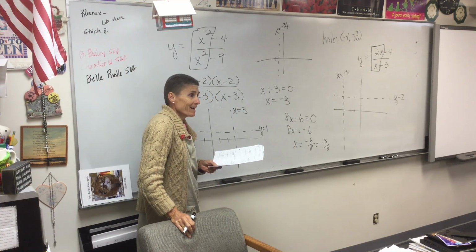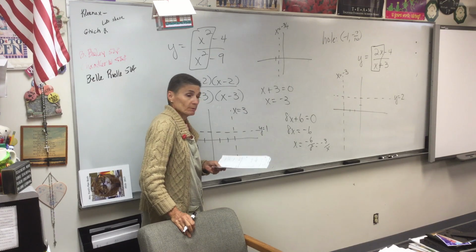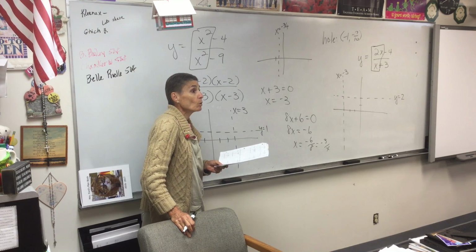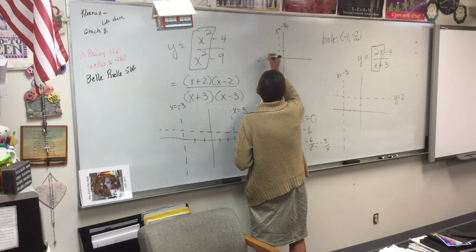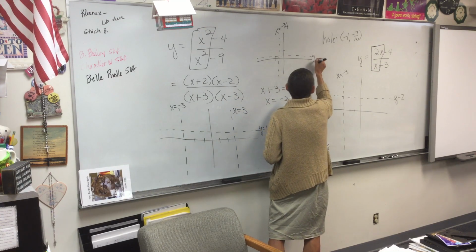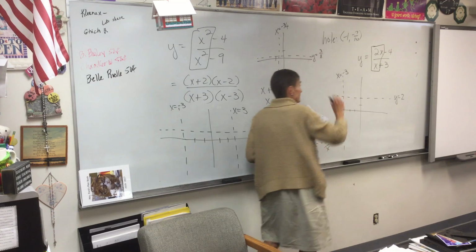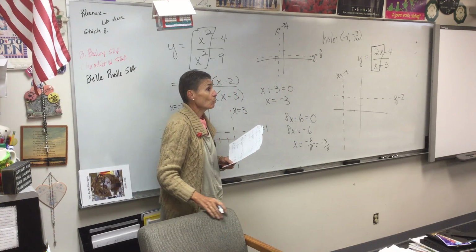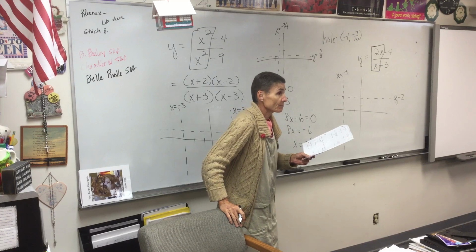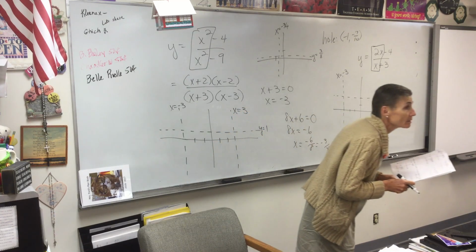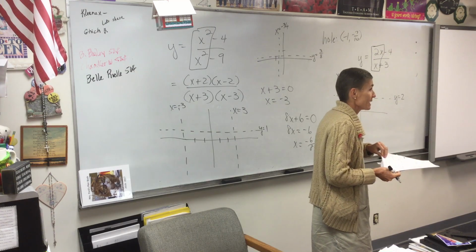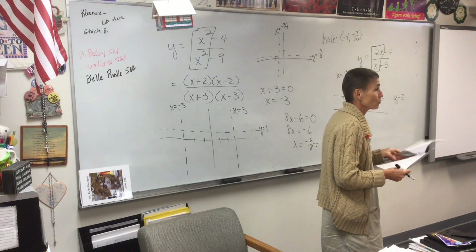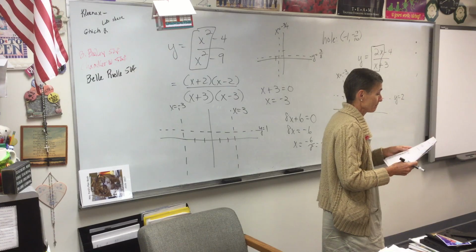Where's your horizontal asymptote in problem D? Y equals 3/8. Horizontal is y equals 3/8. Colleen, why is it 3/8? You have 3x over 8x. That's 3/8. That's how you get your horizontal asymptote.